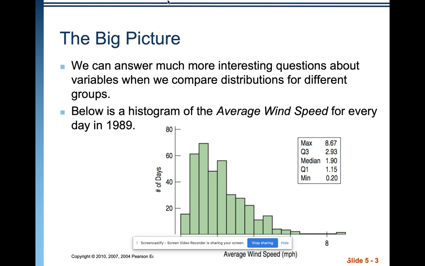So below is a histogram of the average wind speed for every day in 1989, which is the year I graduated from high school. Fun fact.